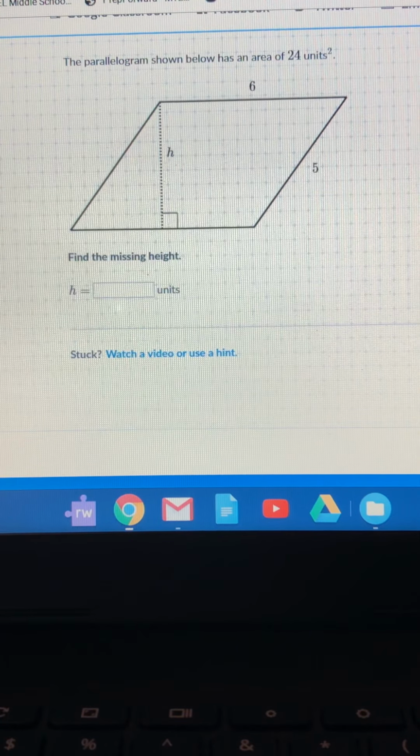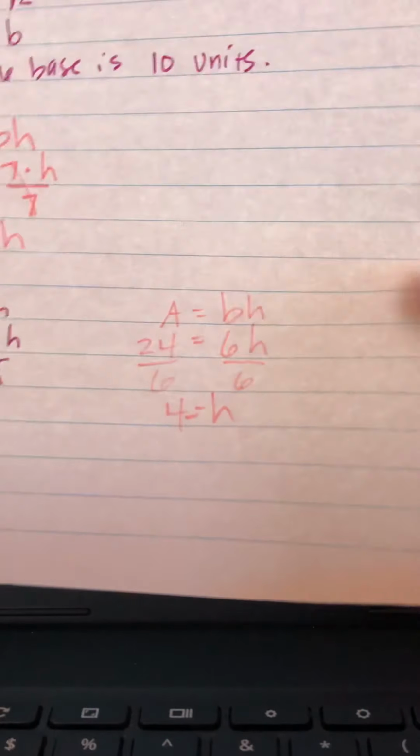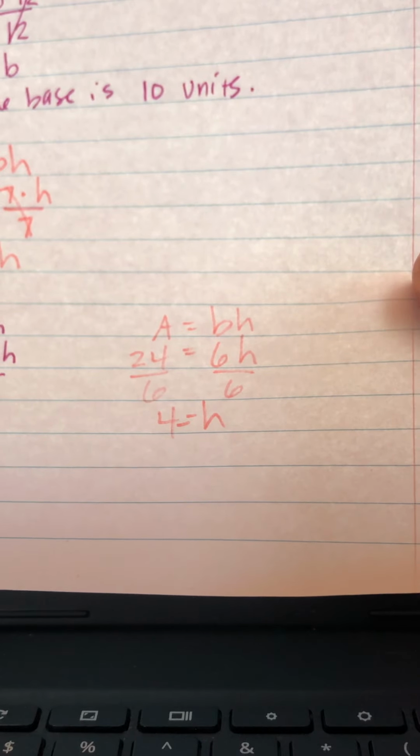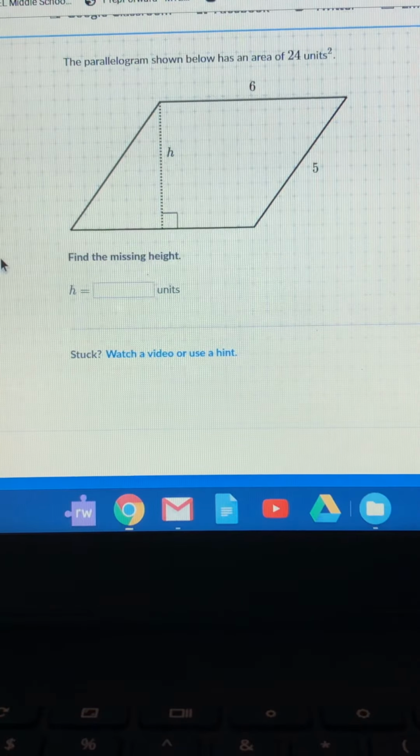So we're going to divide by 6 on both sides, and the height would be equal to 4. So that's the work for that. Area is base times height. 24 is equal to 6 times h. Divide by 6 on each side. The height is equal to 4 units.